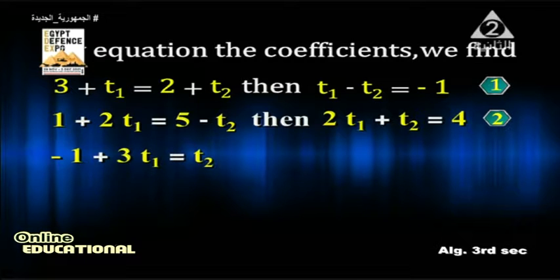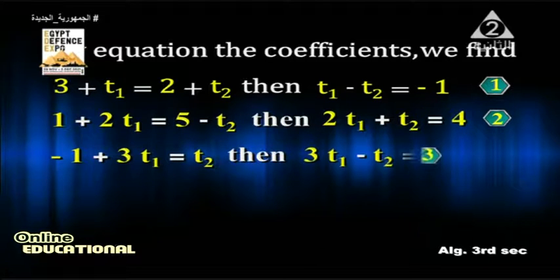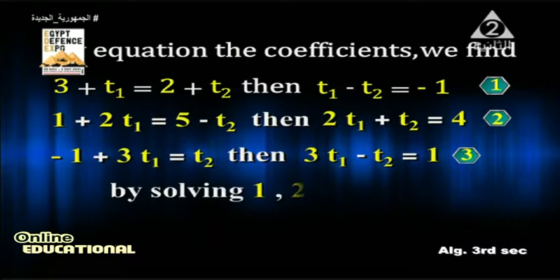Therefore, we put t1 minus 1 plus 3t1 equals t2. Therefore, 3t1 minus t2 equals 1. This is equation number 3. By solving equations 1 and 2 by any method, we have two methods, the elimination method or the substitution method. We deduce that t1 equals 1 and t2 equals 2 from equations 1 and 2. Then we substitute t1 equals 1 and t2 equals 2 in equation 3.